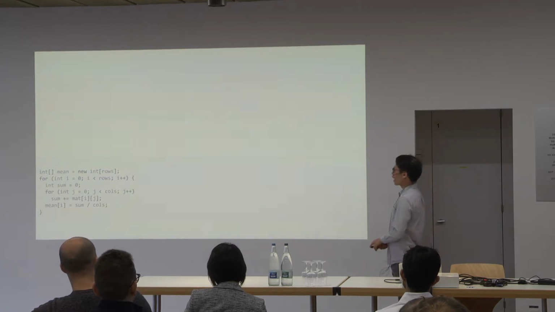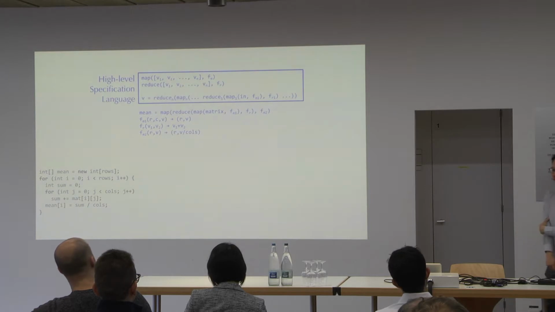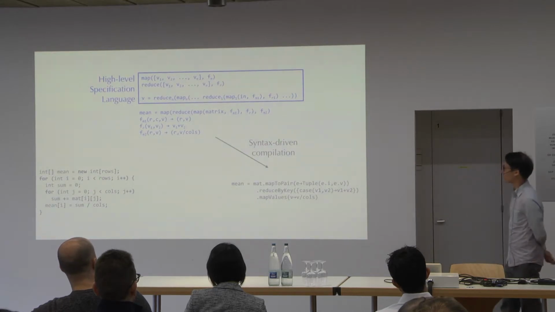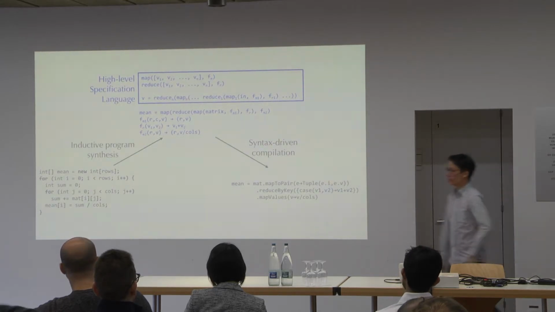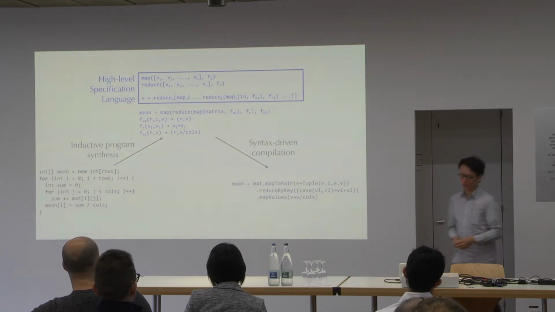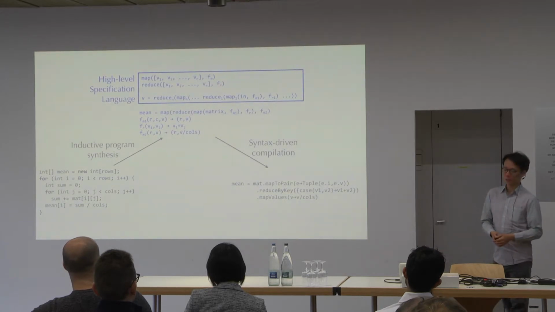So we have this original program written in a loopy way, and we designed a high-level specification language that allows us to do syntax-driven compilation from that into something that we would like to run. And then using this inductive program synthesis process, we're basically able to find these kinds of loop invariants and verification conditions that we are looking for in terms of validating the transformation.